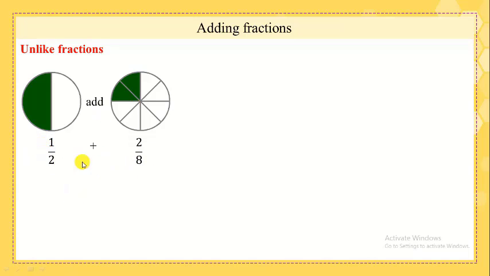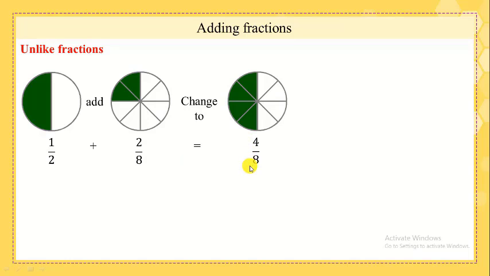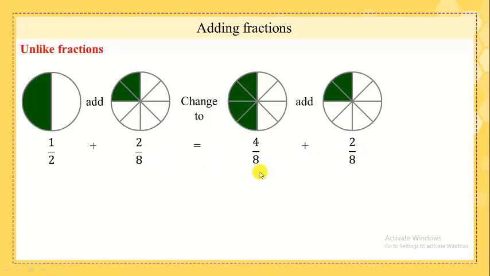Now, 1 over 2 is equivalent to 4 over 8, since they represent the same amount, which is half of the circle. And the second fraction, 2 over 8, already has a denominator of 8, so we don't need to change it, we leave it. So we get 4 over 8 plus 2 over 8. Now the two fractions are changed into other ones having the same denominator, so you can add them.